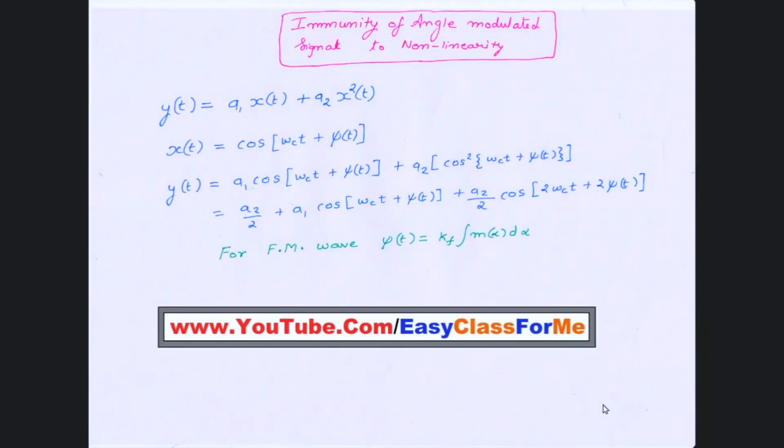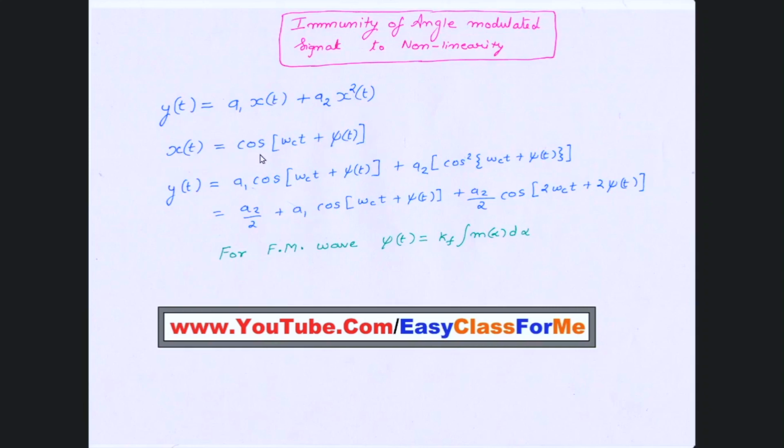Now let's move on to the topic of today, which is a very small topic: immunity of angle modulated signal to non-linearity. Suppose you have got an angle modulated signal x(t) and you pass it through a device which has this characteristic, and the characteristic is non-linear. As you can see here, you have got a term of x(t) and also x square t, and there can be many more terms of non-linear nature here, but just to illustrate, we have taken this simple example.